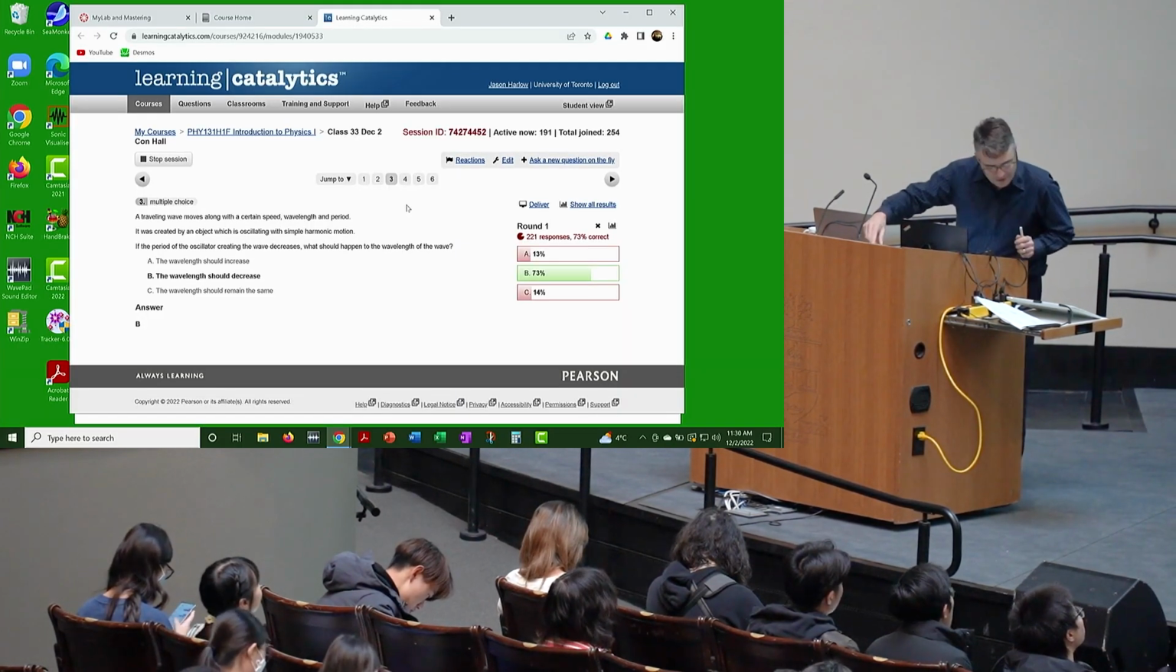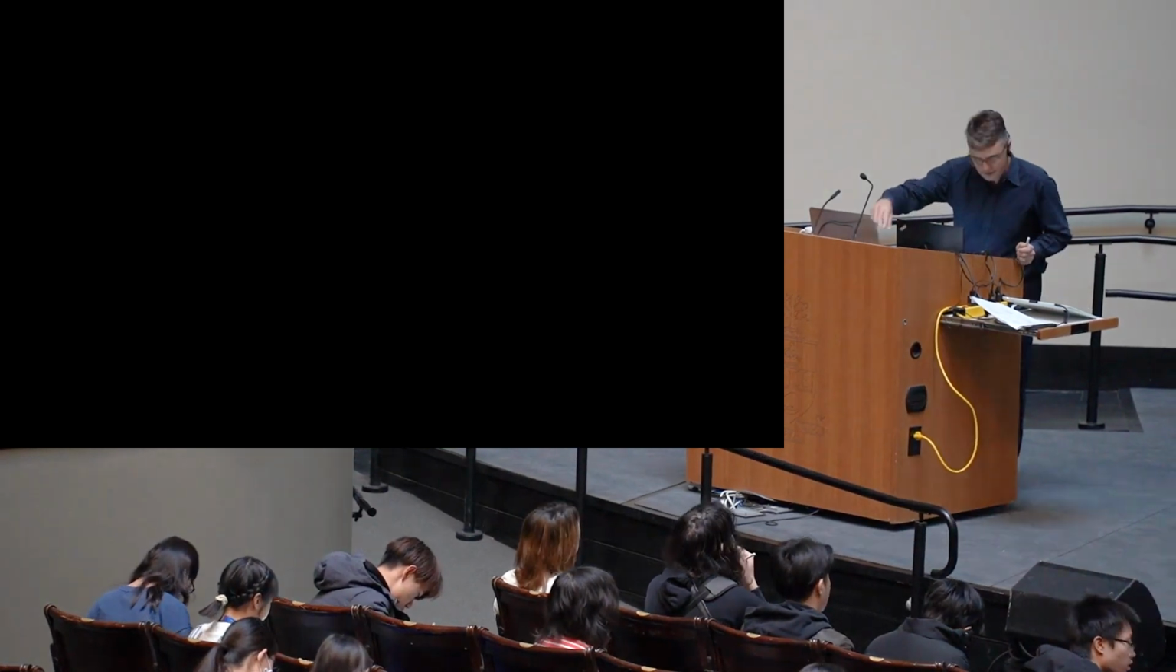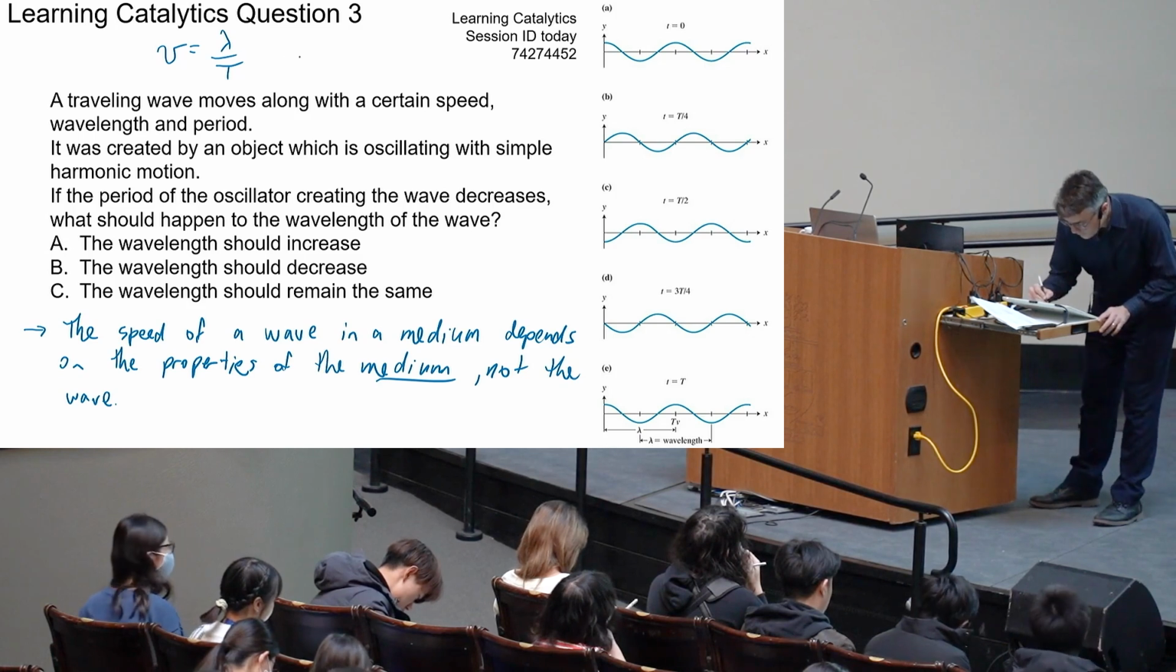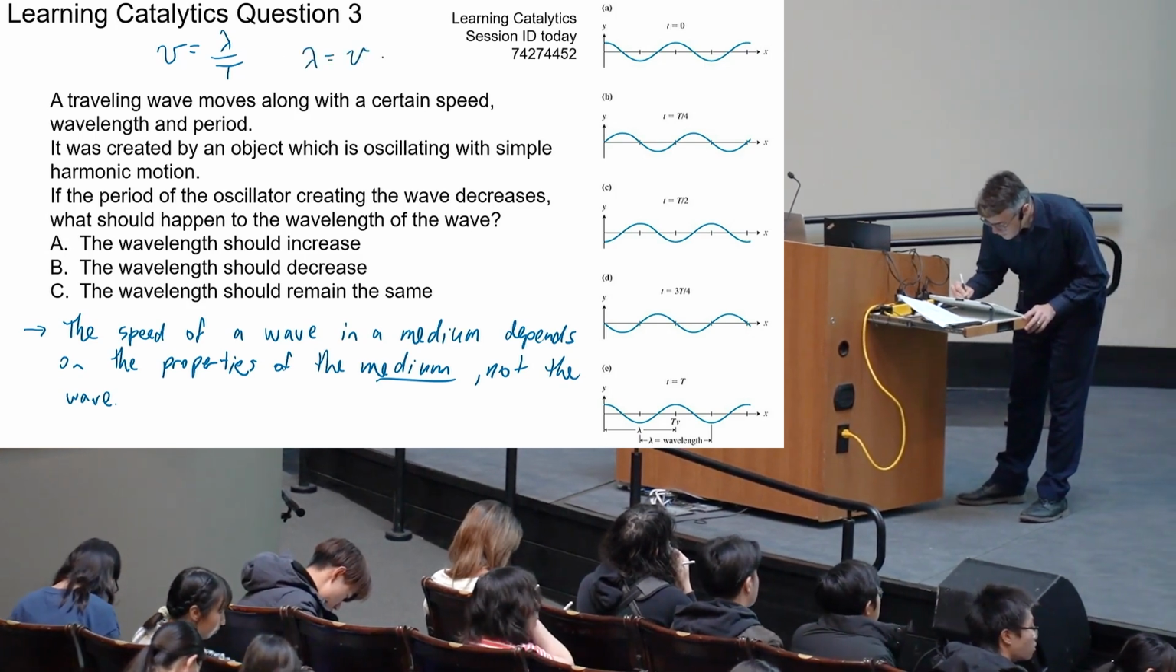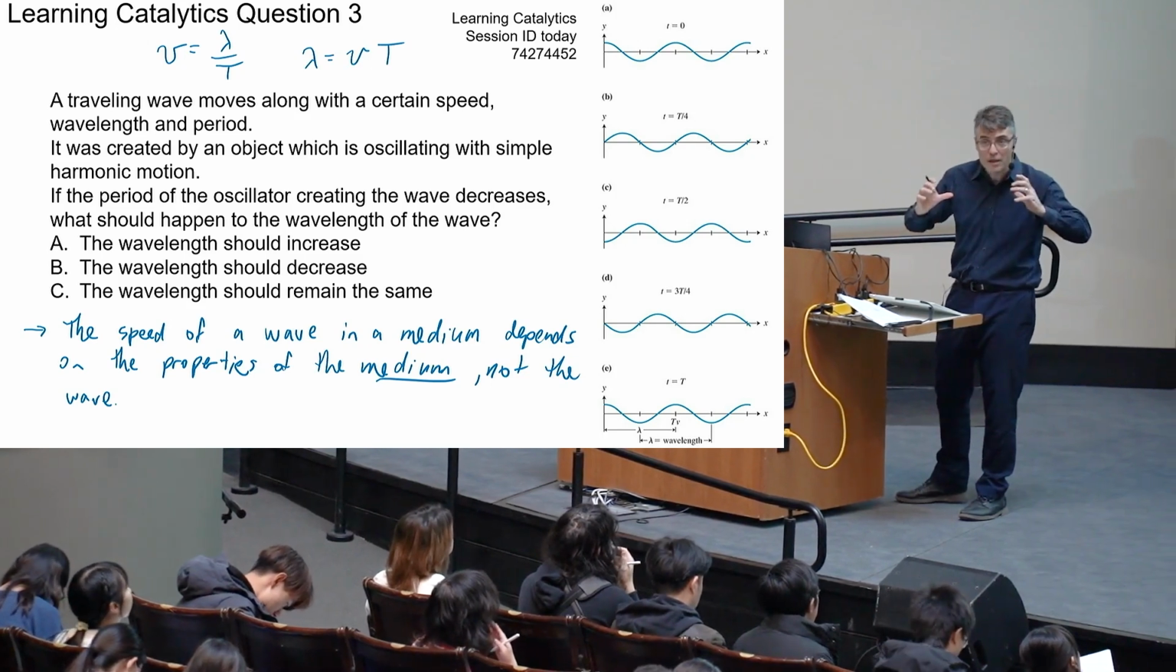Yeah, it's just lambda equals v times t, right? Another way of looking at this is lambda equals v times the period. V is constant because it's determined by the properties of the medium, not the wave.